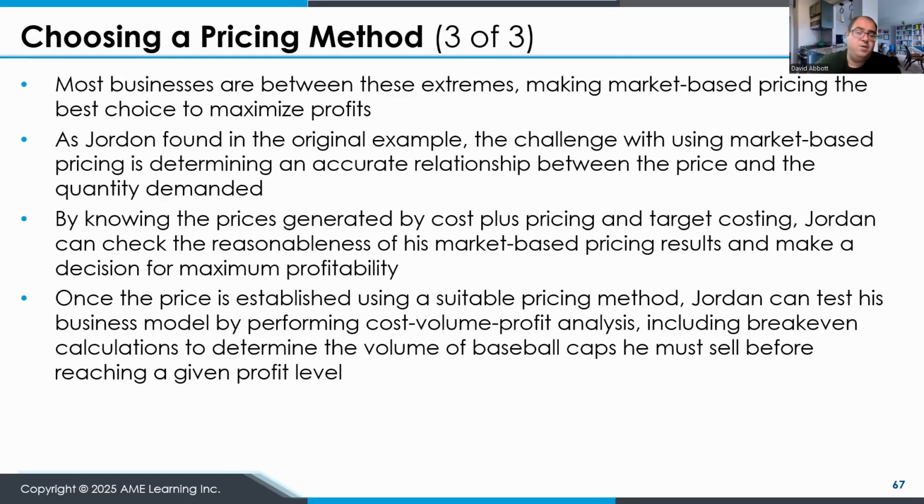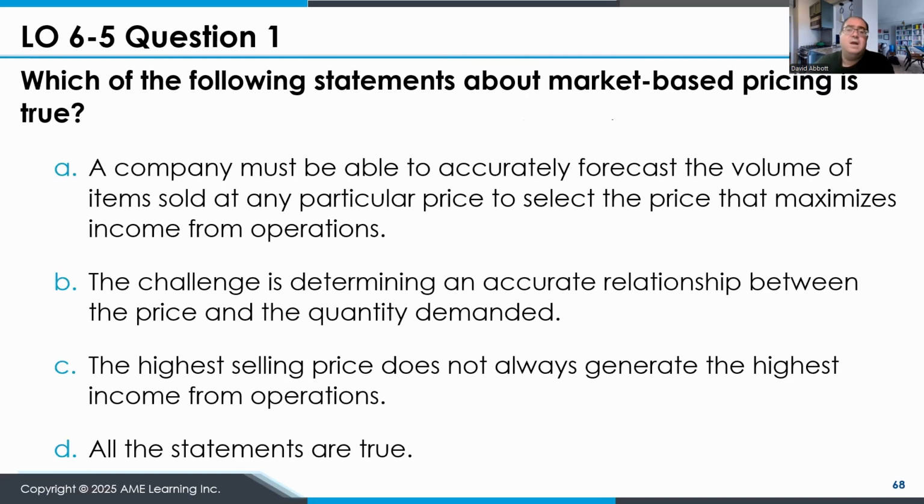deal with profitability. Now, once the price is established using the suitable pricing method, then Jordan can test his business model by determining the cost, performing what's called a cost volume profit analysis, which we've looked at, I think, in a previous chapter. And he could use a break-even point in order to determine the cost volume profit of ball caps that he has to sell in order to reach his level of profit.